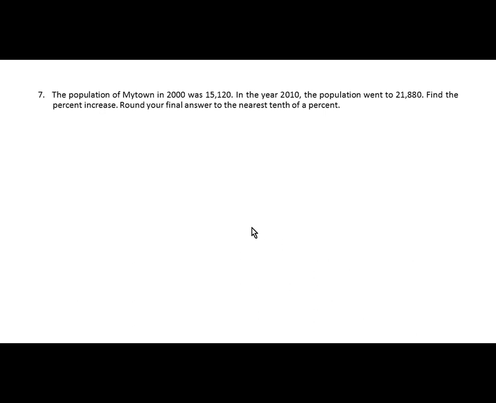Number 7. The population of my town in 2000 was 15,120. In the year 2010, the population went to 21,880. Find the percent increase. Round the final answer to a tenth of a percent. Okay, our calculator is still set up to be in the correct mode. So we're going from 15,120 to 21,880. So we're going to do 21,880 minus 15,120 divided by 15,120 times 100%. Remember, it's always the new minus the original divided by the original.